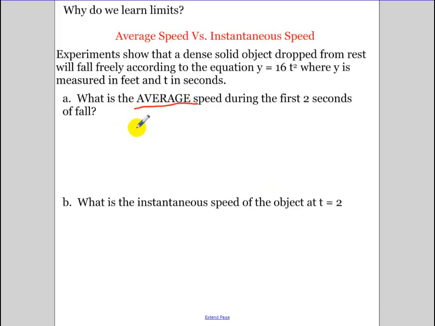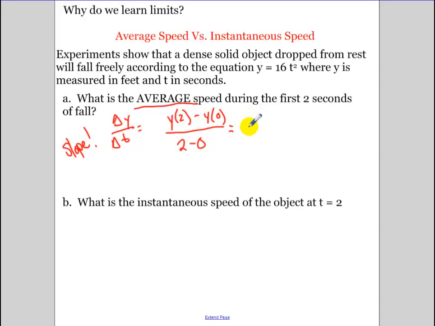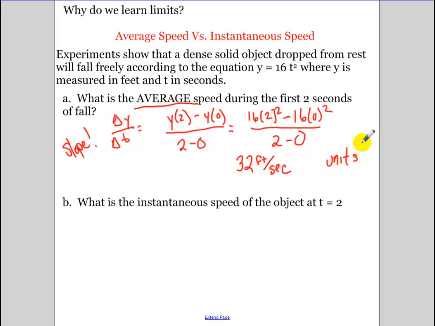So average speed, when I'm talking about average speed, we're talking about the change in y over the change in time over the first 2 seconds. So I'm looking for essentially y of 2 minus y of 0 over 2 minus 0. Hey, that's the slope of that function, even though this isn't a linear function, but the slope evaluated over these values. So I have 16 times 2 squared minus 16 times 0 squared over 2 minus 0, and that is going to simplify to 32, and I give us units, feet per second. Make sure you're giving me units. If I give you units, you give me units back.